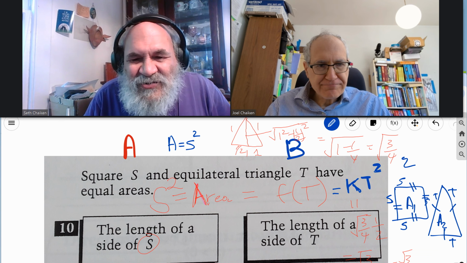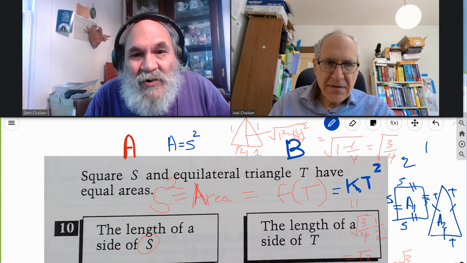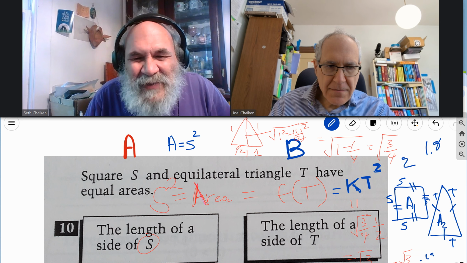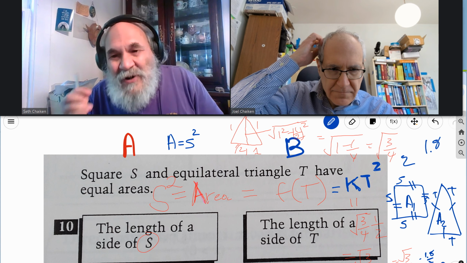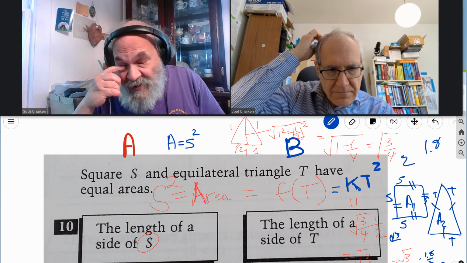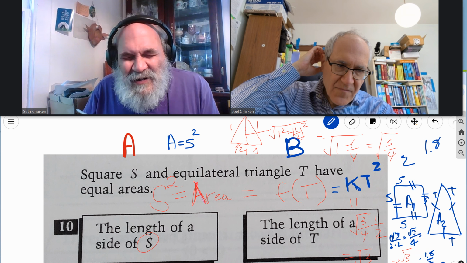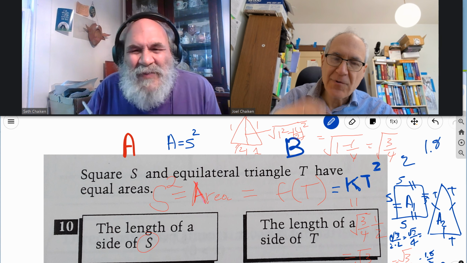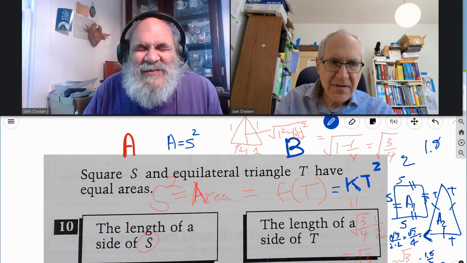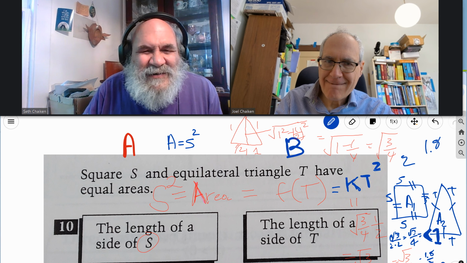And so what do we have for the area? S squared equals the square root of 3 over 4 times T squared, and so it depends on how the square root of 3 over 4 compares to 1. Of course, it's less than 1. So K is less than 1. Therefore S is less than T.